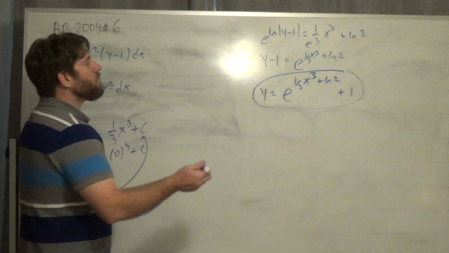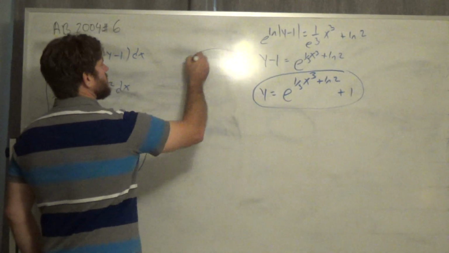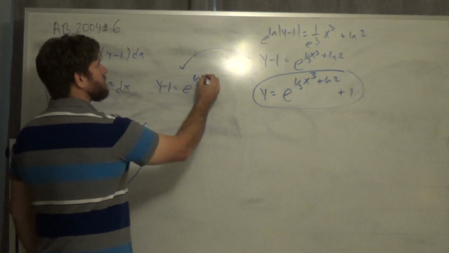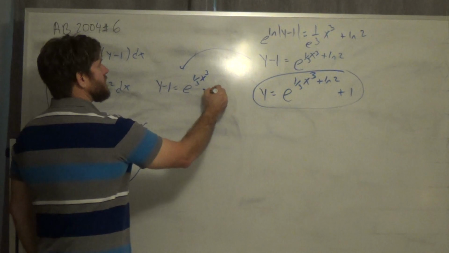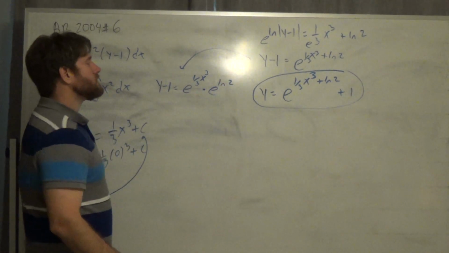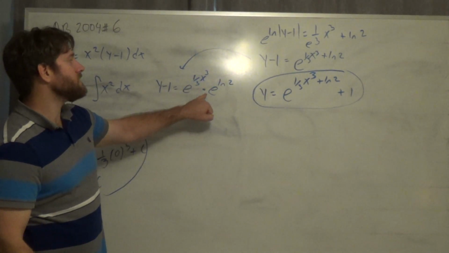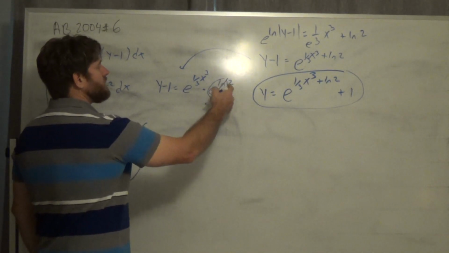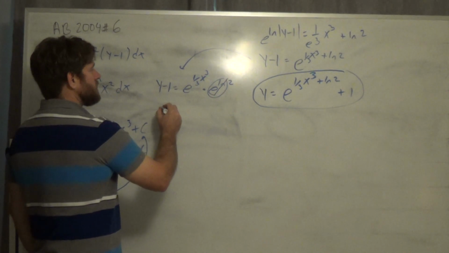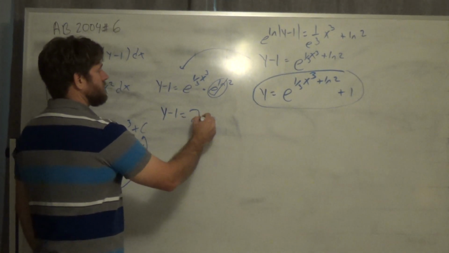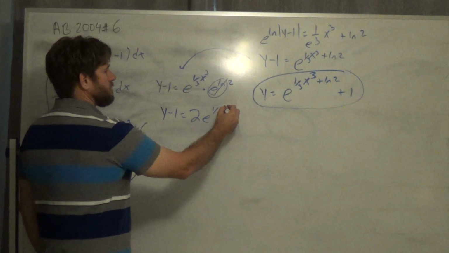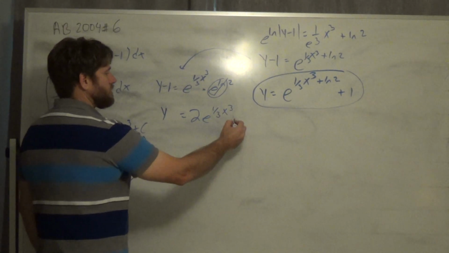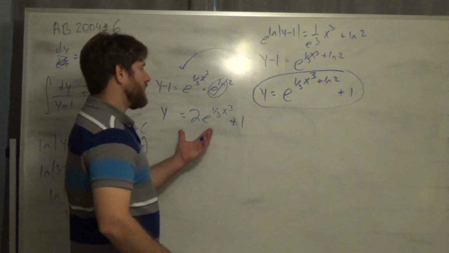Anyways, what could I do here though to make this a little bit prettier? You could have separated these. Now the only reason you would separate this into e to the this times e to the this is those could cancel, leaving 2 as a multiplier. And now add the 1 to the other side. And that's what they did online.